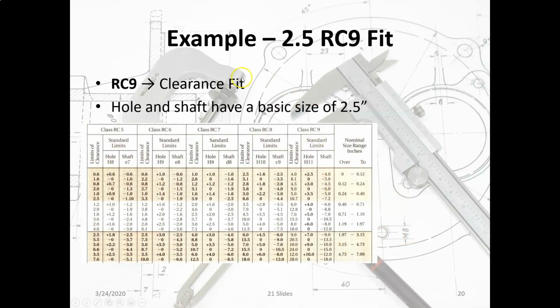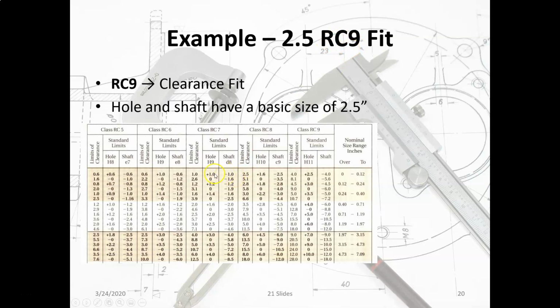Now, let's do another example, but this time we'll use the tables. And this is what I'll go over tomorrow in another video. But if we start with an example of a fit that is a 2.5 RC9 fit, okay? So the 2.5 tells us the basic size. That's a 2.5 inch basic size. And RC9 tells us the type of fit that's going to be. So we know already that that's going to be a clearance fit, and it's going to be very loose. RC9 is a very, very loose fit.